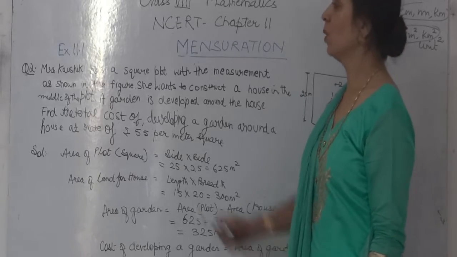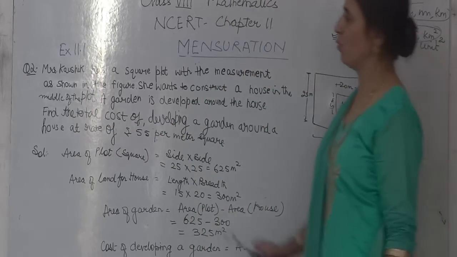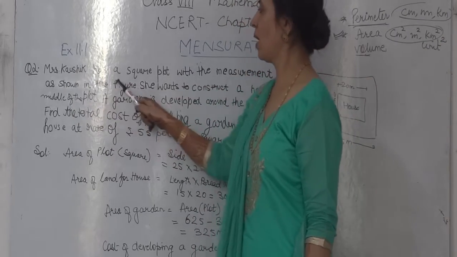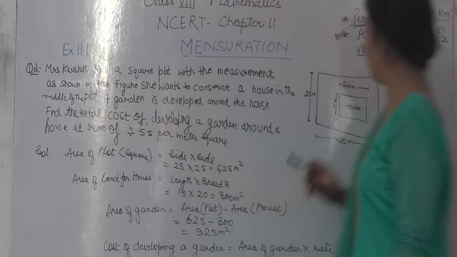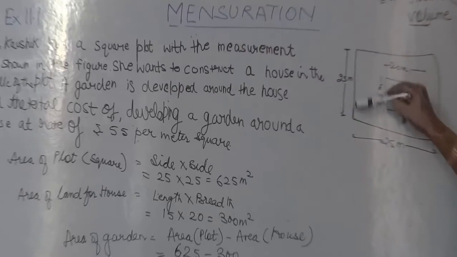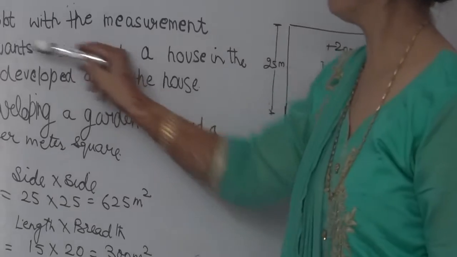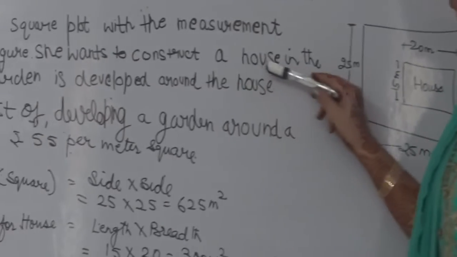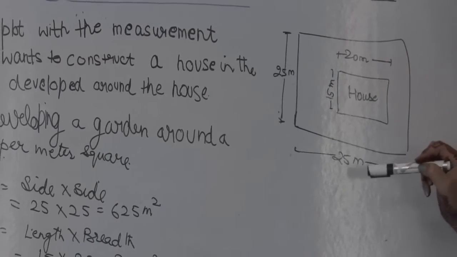Now we start with question number 2, exercise 11.1. Let's read the question first. Mrs. Kaushik has a square plot with the measurement as shown in figure. Look at the figure. This is a square plot and it has a dimension given 25 meter length and 25 meter breadth. She wants to construct a house in the middle of the plot. Now this land she wants to use to make her house.